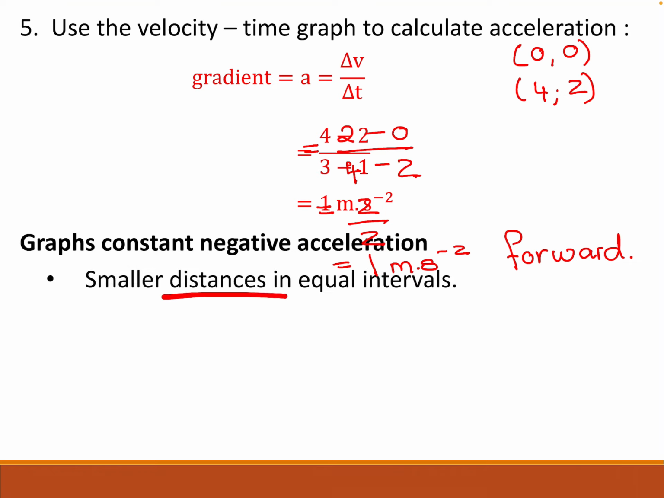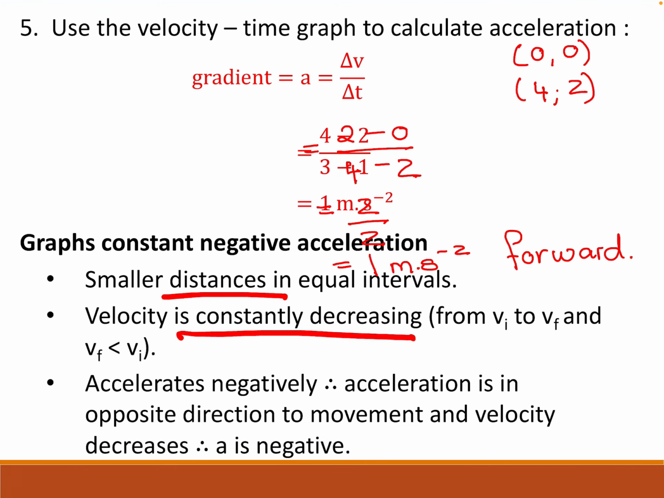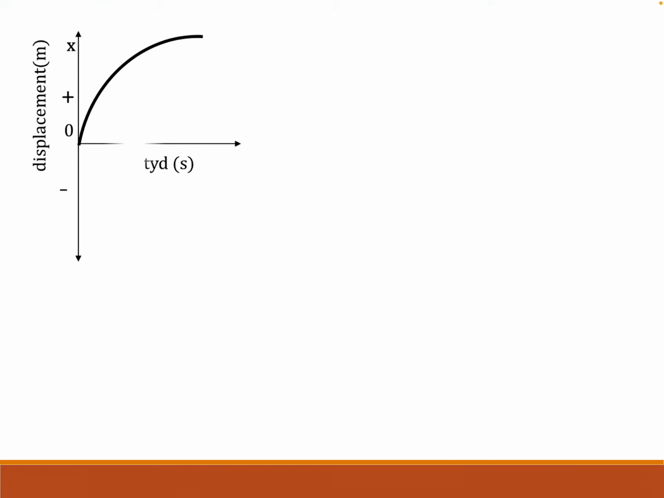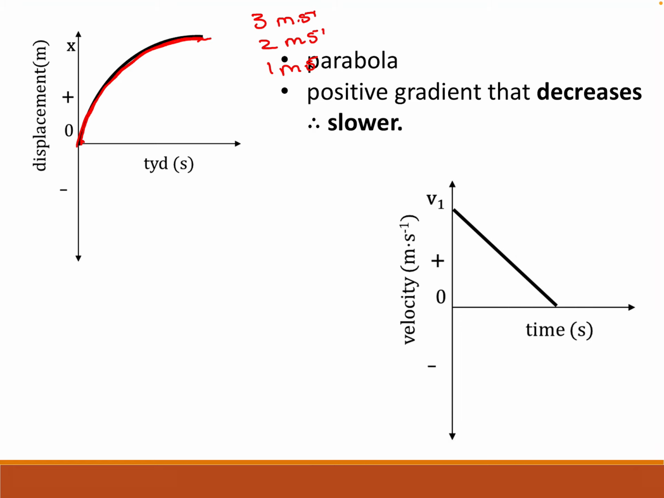Constant negative acceleration, we have smaller distances in equal time intervals. The velocity gets smaller. The acceleration is negative. So if my velocity is positive, my acceleration is negative. My graph slows down. So now as we look at this, the gradient gets less and less steep. It's been going from, say, 3 meters per second to 2 meters per second to 1 meter per second. So every second it's covering 1 meter less than the second before. It's a parabola. It's got a decreasing gradient and it's slowing down.